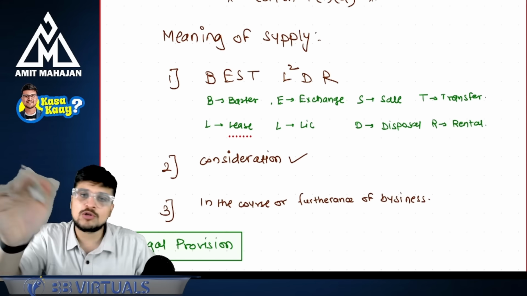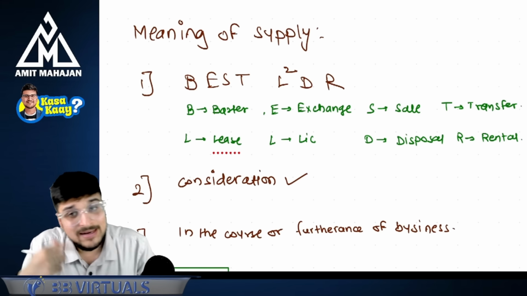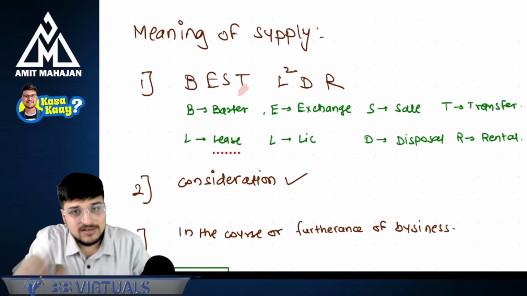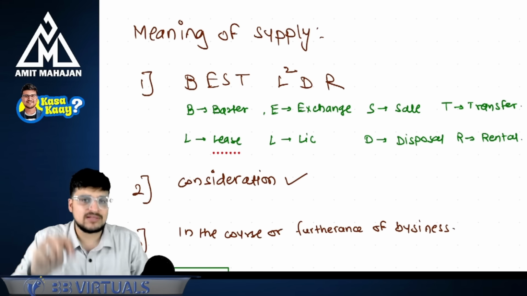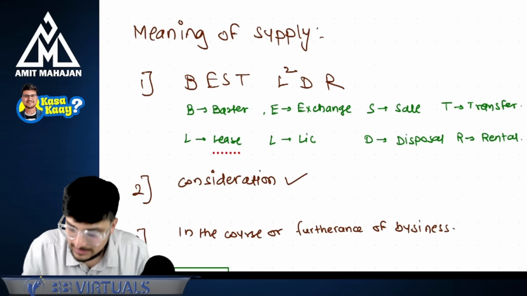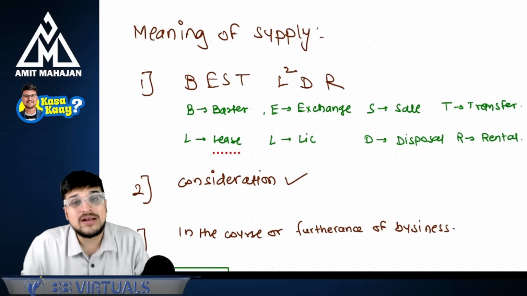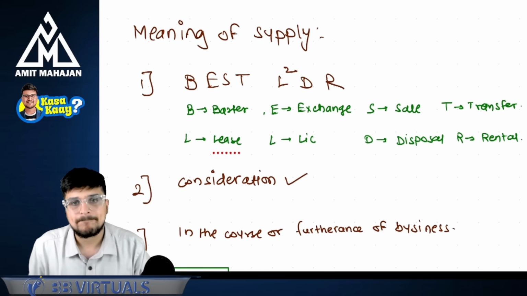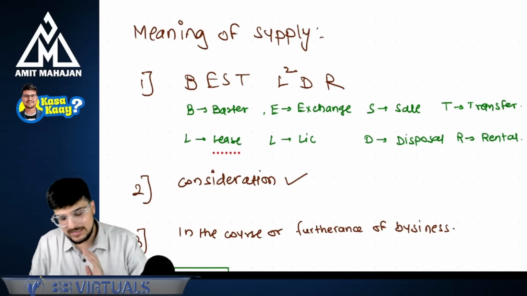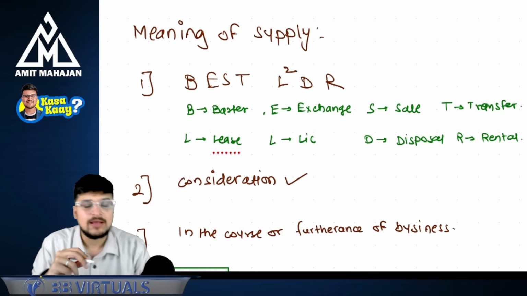If you barter, that is also supply. If you exchange, that is also supply. If you sell, that is also supply. If you transfer, I will come to this point after some time. If you give anything on lease, that is also supply. If you give anything on license, that is also supply. If you dispose, so transfer and dispose, I will discuss in detail. And if you give anything on rent, that is also a supply. Perfect understanding. So that will fall under point number one.